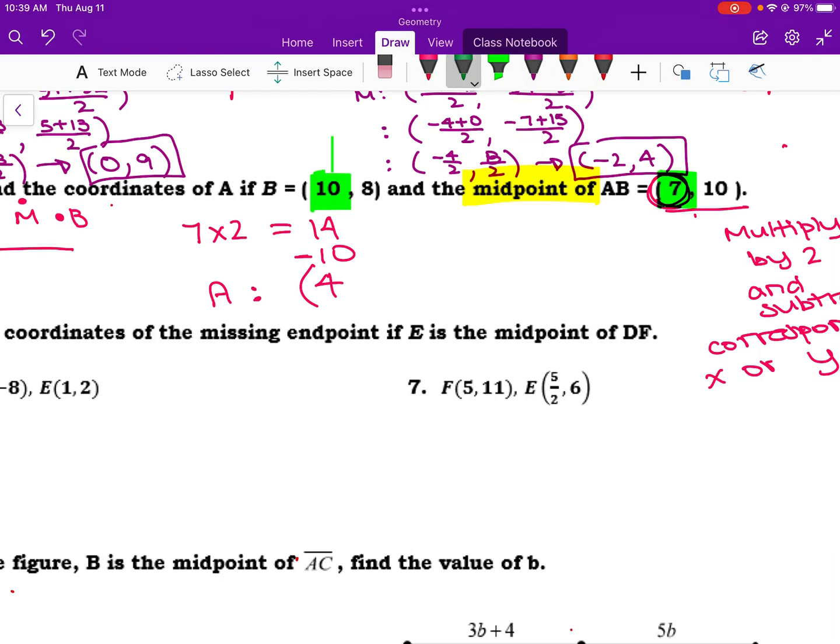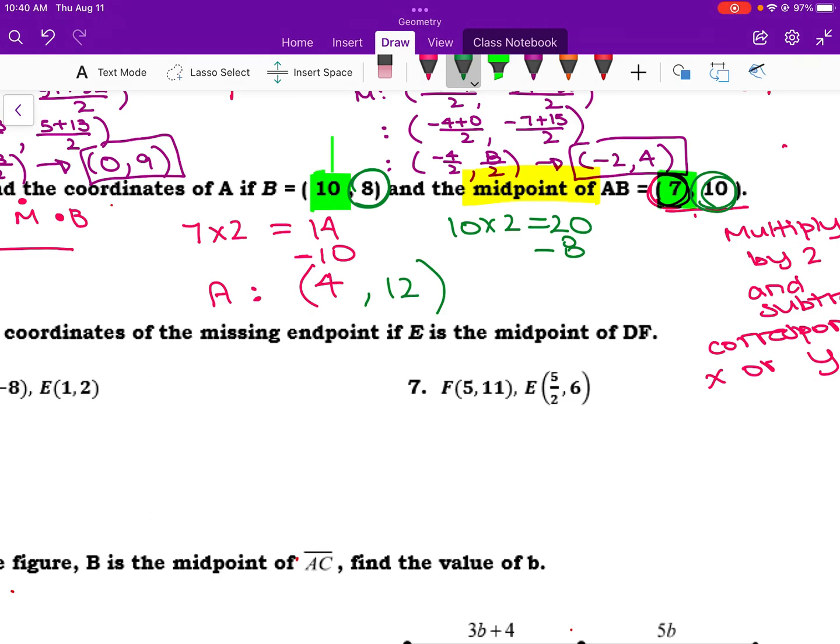Okay, we're using that same trick for finding the y value of A. So I'm going to take 10, double it, so 10 times 2 is 20, and then subtract out the y value that we already knew about. So 20 minus 8, that's 12. And so we know that point A is at 4, 12.